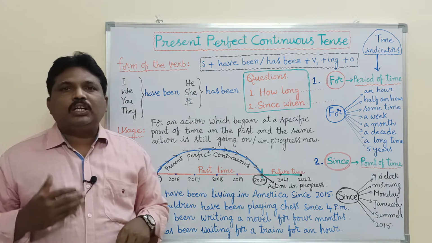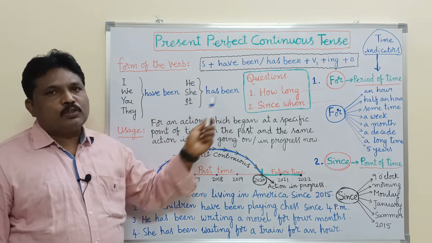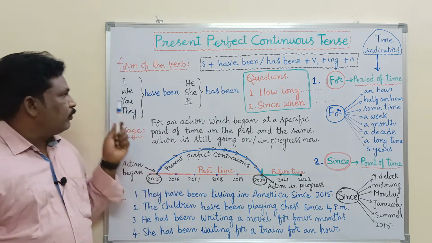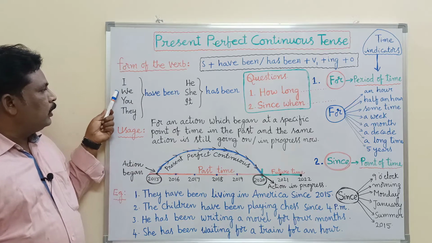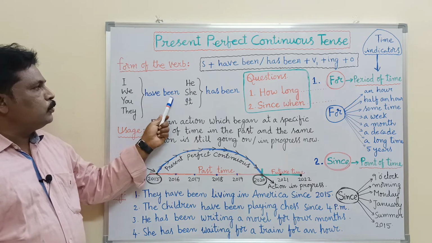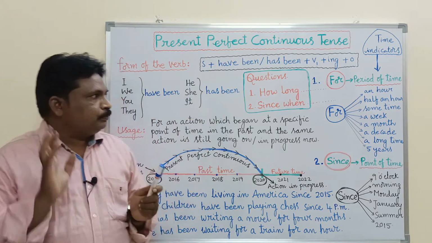Sometimes students get confused and use has been instead of have been. They cannot be used interchangeably. So, for first person singular and plural, second person singular and plural, third person plural, have been is used, and for third person singulars, has been is used.